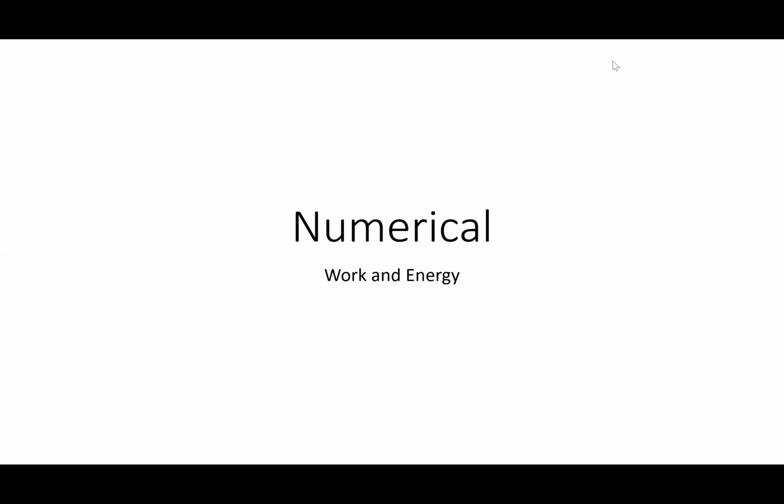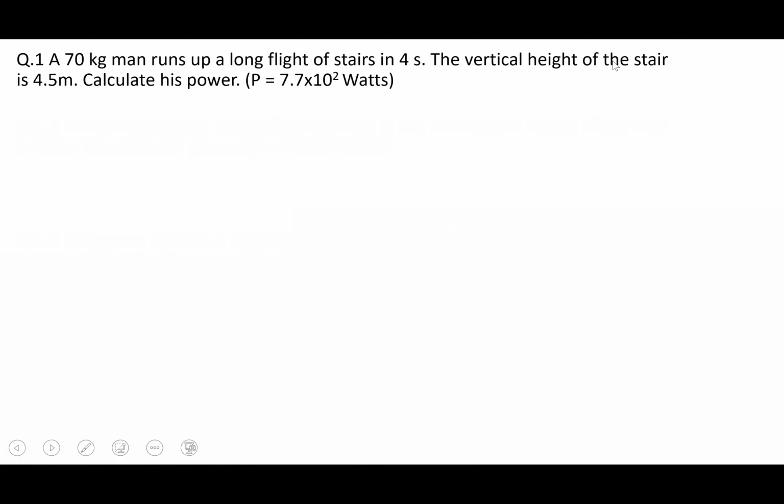Let us find out about the first numerical which we are going to do. It says a 70-kilogram man runs up a long flight of stairs in 4 seconds. The vertical height of the stairs is 4.5 meters. Calculate his power and the answer should come 7.7 times 10 to the power 2 watts.